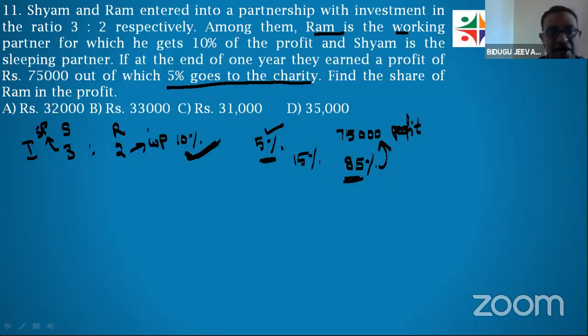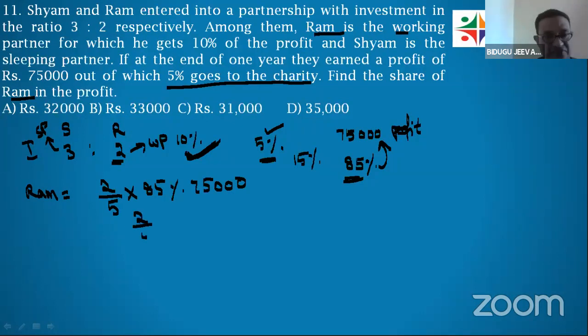Okay, now I want to find the share of Ram. Ram has 2 parts out of 5 parts, into 85% of 75,000. I'm not going to calculate what 15% is and subtract it. Why am I using only 85%? Because I'm not going to share the total profit; from the total profit, I have to give to the charity as well as to the working partner. Fine, calculation: 2 by 5 into 85 divided by 100 into 75,000.